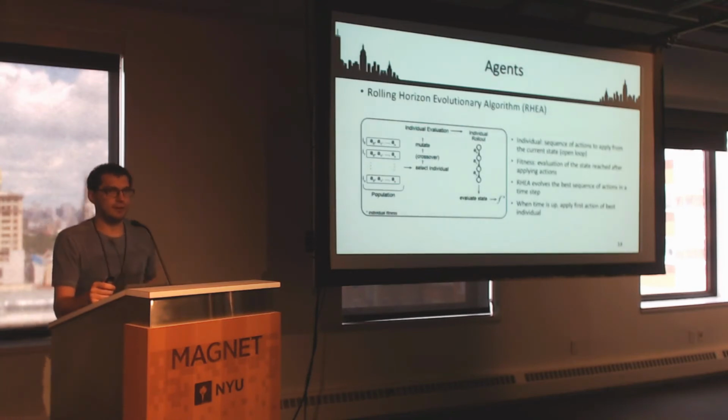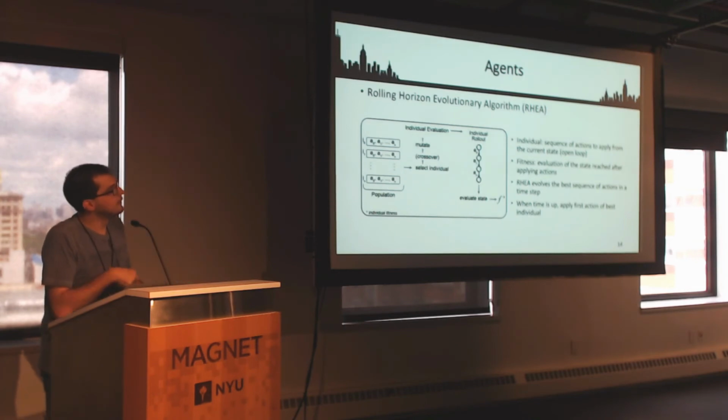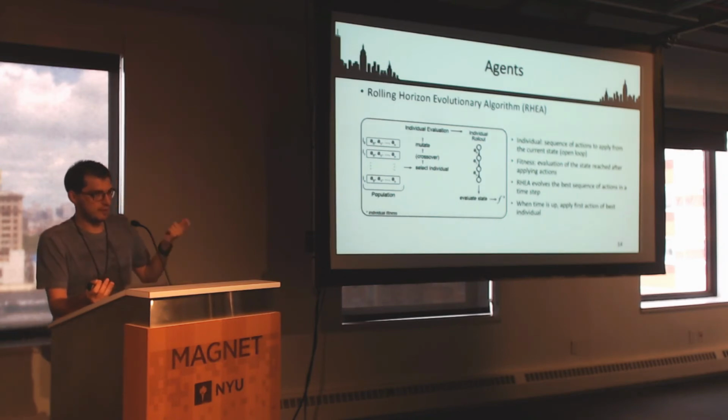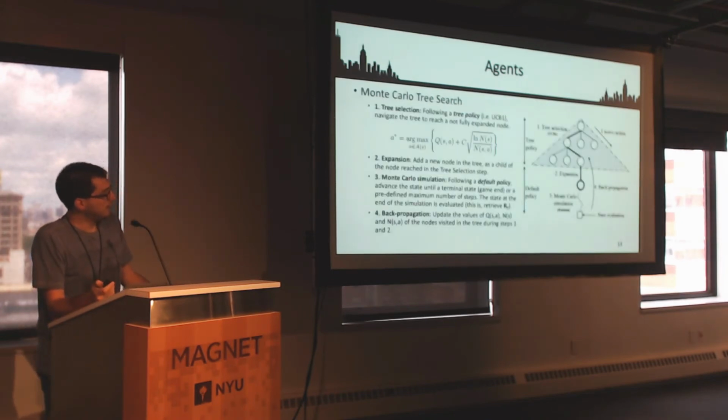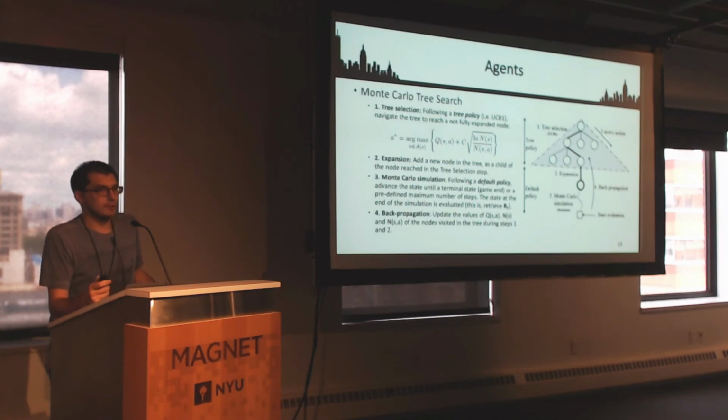I'm again not going to go through rolling horizon evolution again. It quickly evolves a sequence of actions and tries to keep the best one. I would just say that the rolling horizon evolution we have used here is the vanilla version, so it's not including all the enhancements that Raluca has been talking about before. And the other one, which I'm also not going to talk about, is Monte Carlo tree search. Again, tree search balances exploration and exploitation, grows very intelligently, and is very nice.